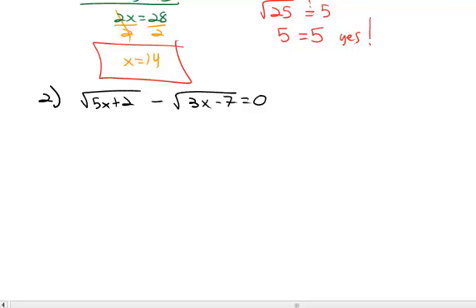This time we cannot just square both sides, because before we're allowed to square, we have to get one of the radicals alone by itself. It doesn't matter which one we solve for. Let's solve for the first one, just because it's already positive. Getting rid of the second one, we add the square root of 3x minus 7 to both sides.